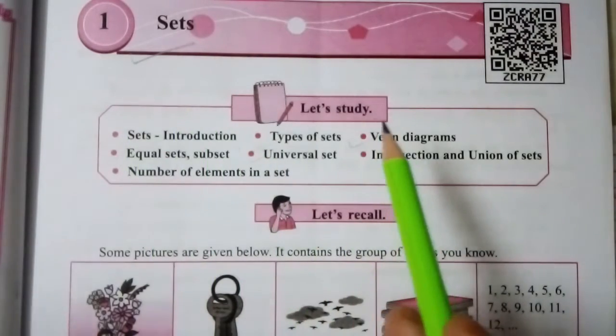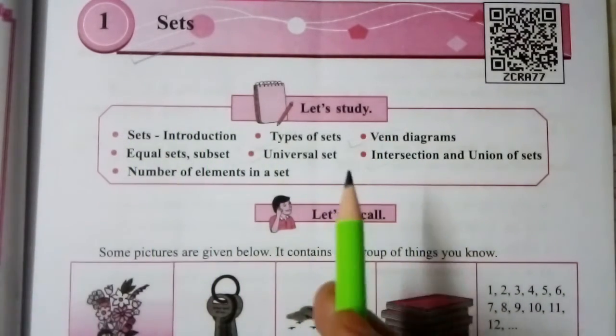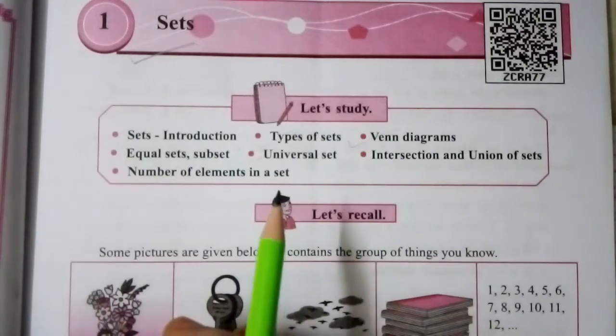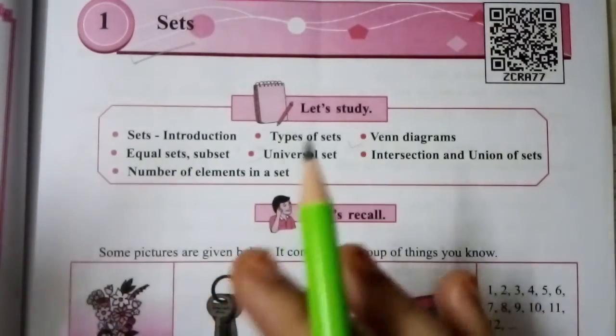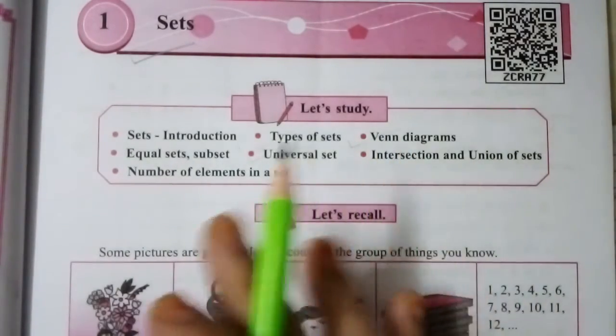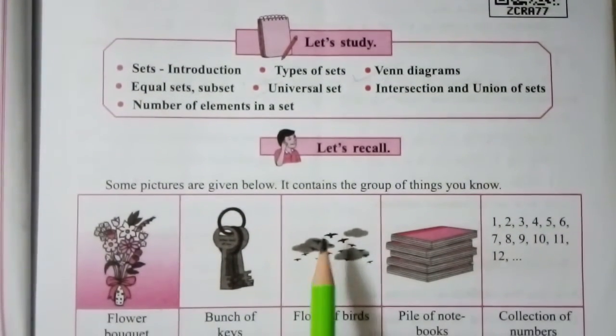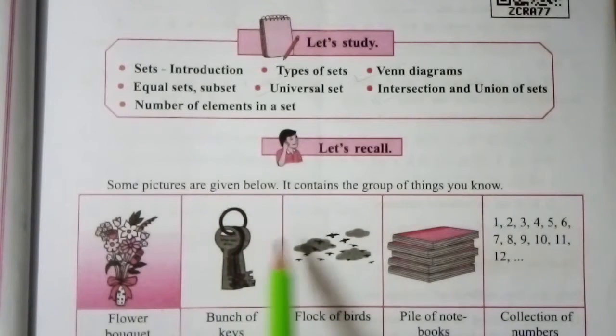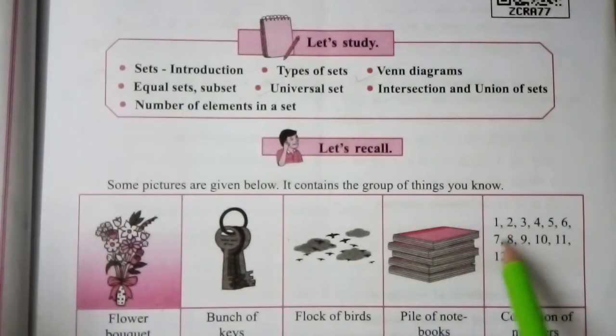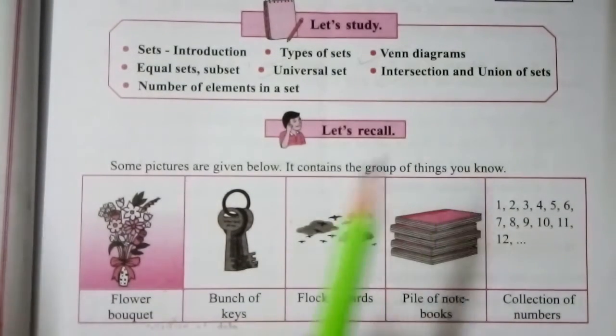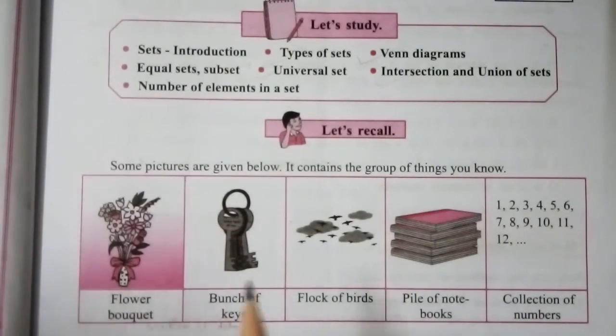In general, a set is a collection of data or a collection of information which is given or provided to us. So this is a set. Okay, so let's recall. Student, some pictures are given below. They contain a group of things. Here some pictures are given to us, and all these pictures are given in groups or in bunches. Okay, so the first picture is a flower bouquet.